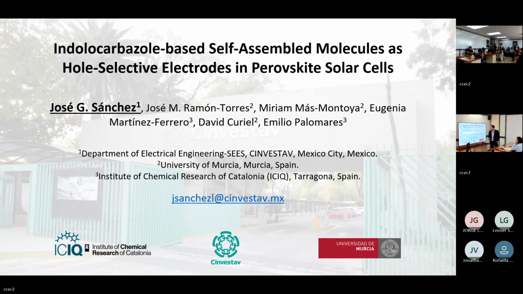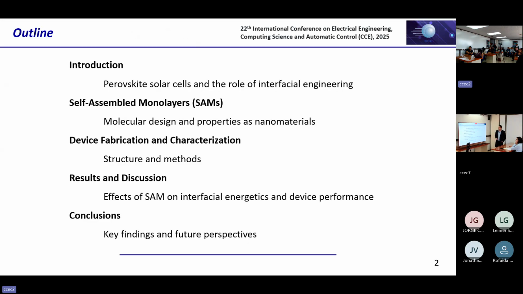Okay, this is the outline of the presentation. First, I'm going to give you a small introduction about the perovskite solar cell. Then I'm going to explain a bit about the self-assembled monolayers, the SAMs. And then I will explain the fabrication of the solar cells. I'm going to show you the results and the discussion of this. And finally, I'm going to conclude and give you some final ideas.